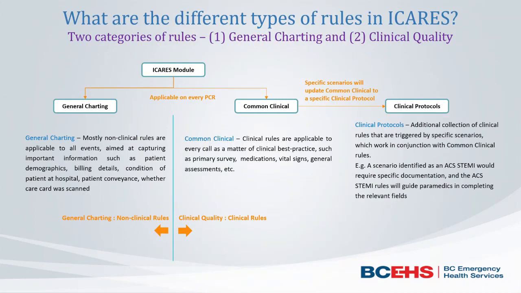There are two components, as mentioned, to the scoring system. The first one is general charting, which is non-clinical and applies to all events with a focus on capturing critical data such as patient demographics, billing details, and conveyance. The second component is common clinical, and these are applicable to most events as a matter of clinical best practice, such as primary surveys, medications, allergies, and vital signs. And there are a handful of clinical protocol rule sets that get triggered with specific scenarios, such as cardiac arrest, STEMI, or overdoses.